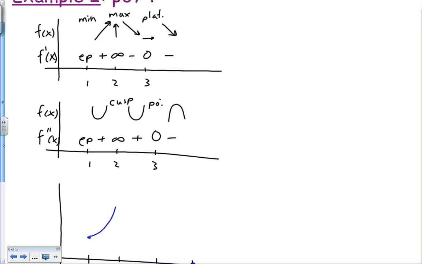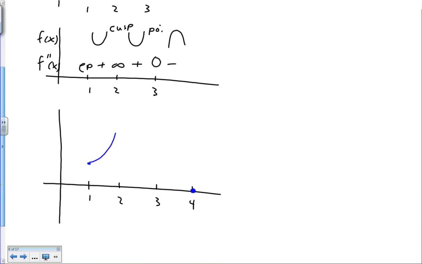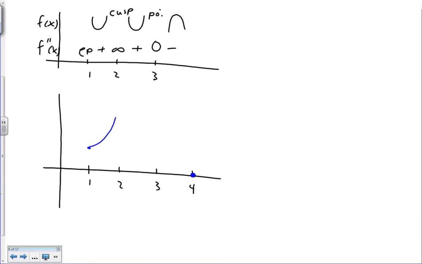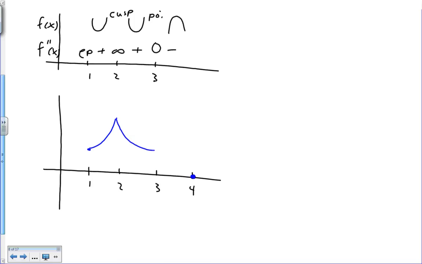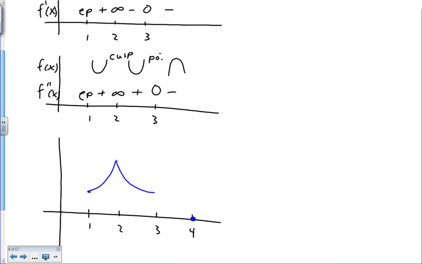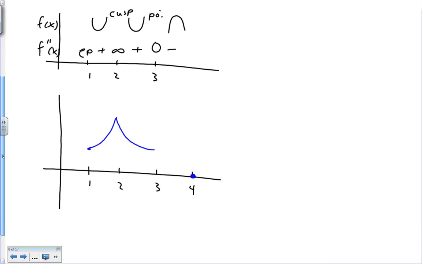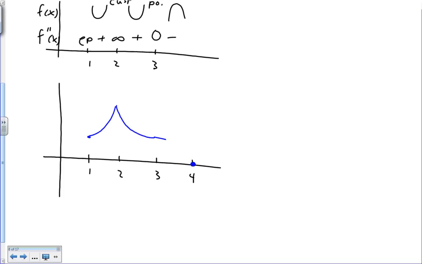I have a cusp. So now I start decreasing from 2 to 3, and I'm still concave up from 2 to 3. So it's going to do something maybe like this, and it levels off towards a slope of 0 that I have up there. It has a plateau point there at 3. So it continues decreasing after 3. I change concavity there. I have a point of inflection and change concavity, so I am now decreasing and have a point of inflection at 3.